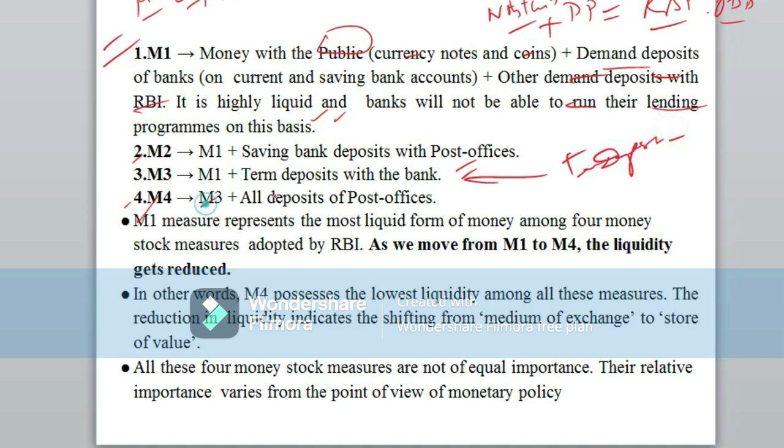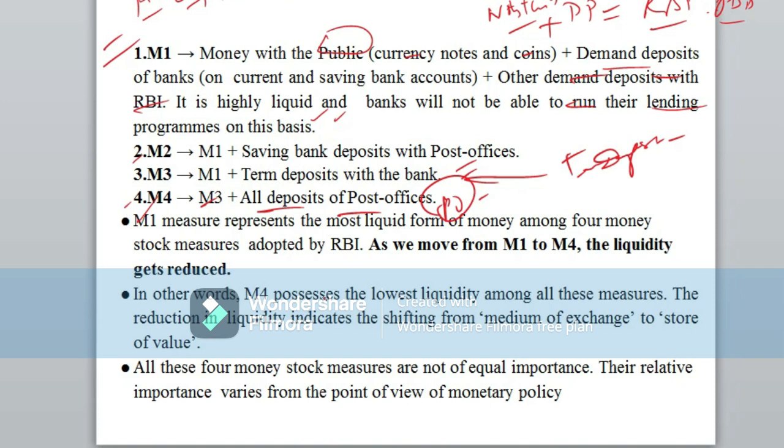Then comes the M4. M3 plus all the deposits of post office. What are present in the post office? You keep demand drafts in the post office, right? You keep some legal properties or documents which are very very important in nature. So those deposits at post offices adding to the term deposit with bank comes under M4 money.